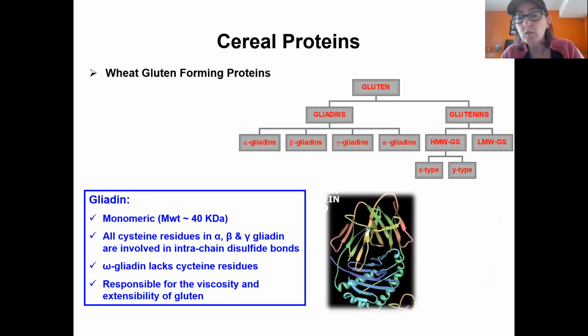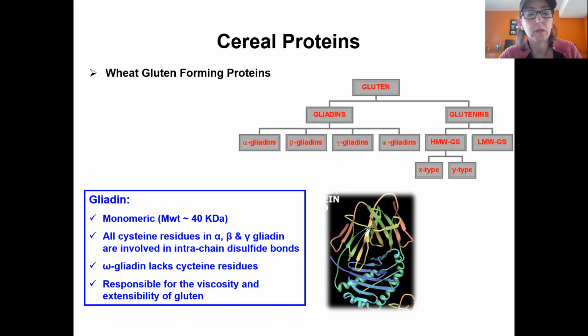So gliadin is mostly monomeric, so basically it does not form a quaternary structure by itself. It has some cysteine residues, but mostly in the alpha, beta, and gamma gliadins. There's the omega gliadin that lacks cysteine residues, but all of the cysteine residues in the alpha, beta, and gamma are involved in intra-chain disulfide bonds. That means they don't form disulfide bonds with each other, hence they're monomeric, but they have disulfide linkages within the molecule itself.